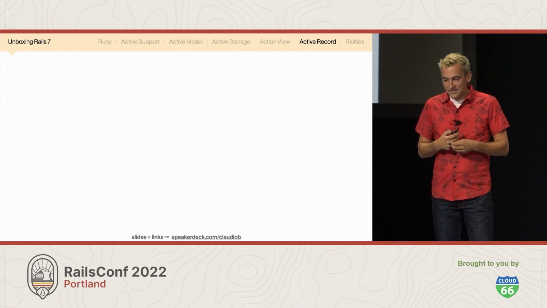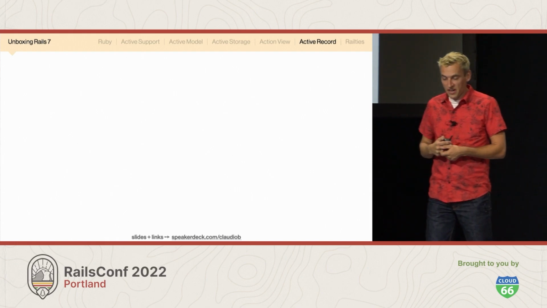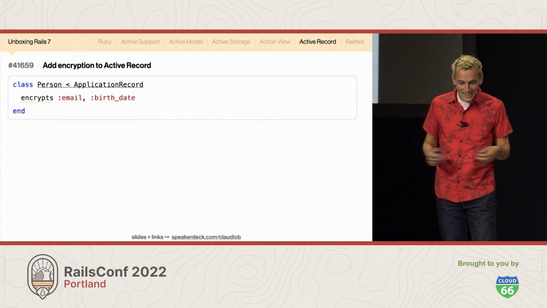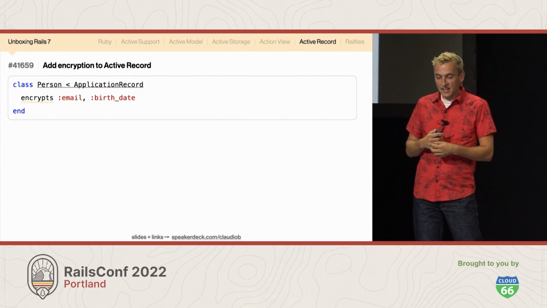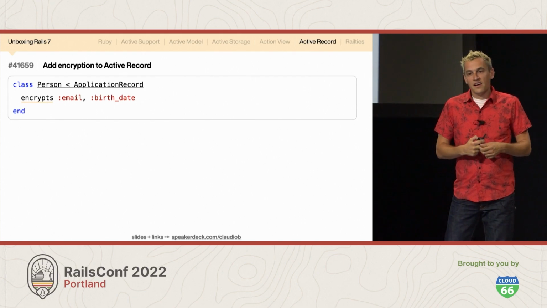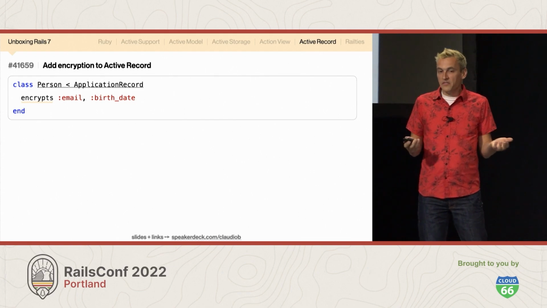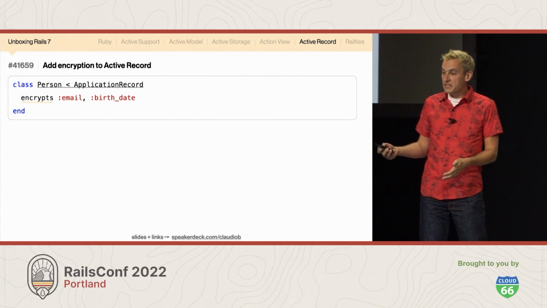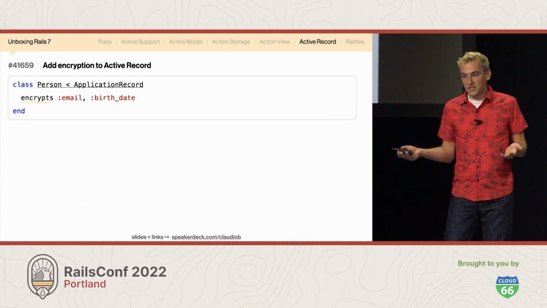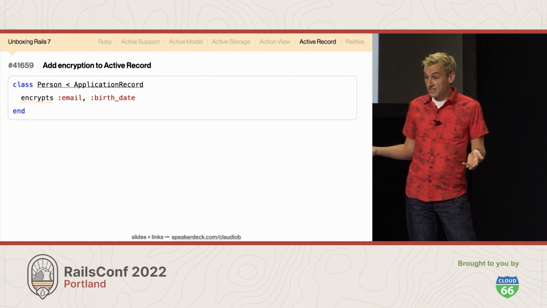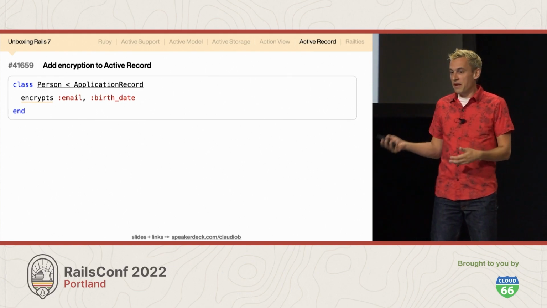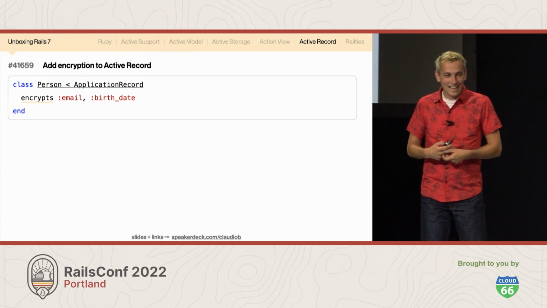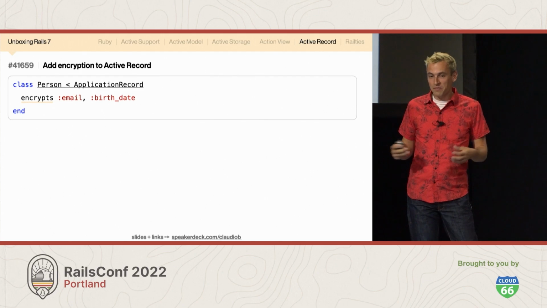So let's talk about the cool stuff, the popular stuff, Active Record. This PR is amazing. This is a great PR. Add encryption to Active Record. So let's take a step back. When you use Active Record, you have models like Person here. They're normally stored in a database table, and all the attributes are stored as columns, and normally they are in plain text. So the name of your user is in plain text. We don't store passwords in plain text. Luckily, we already have a solution for that, like bcrypt.